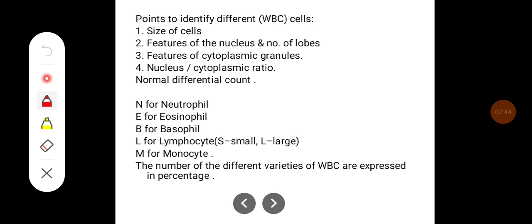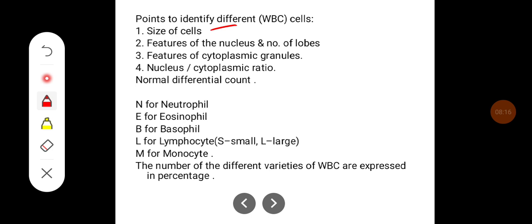Then the WBCs can be differentiated by the following points. The size of the cells. The largest cell the WBC you can see is monocyte, then probably large lymphocyte, a neutrophil, slightly bigger than that is eosinophil, then neutrophil and basophil, then the small lymphocyte. Small lymphocyte is a similar size of that of an RBC.